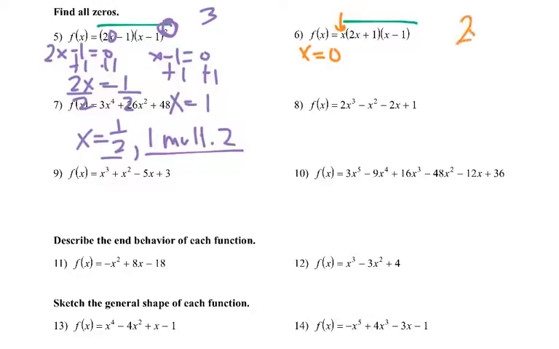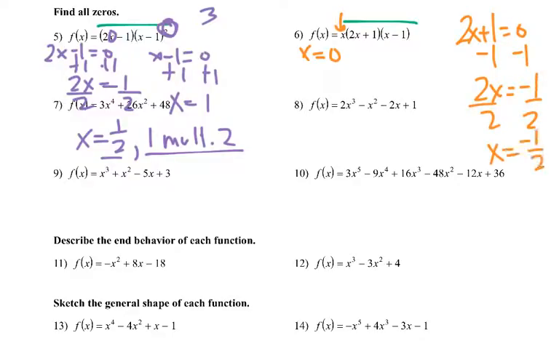Then I've got a 2x plus 1, so solve for that one. We get 2x equals negative 1, divided by 2. We get x equals negative 1/2. So 0, negative 1/2, and then x minus 1 would give us a positive 1, wouldn't it?